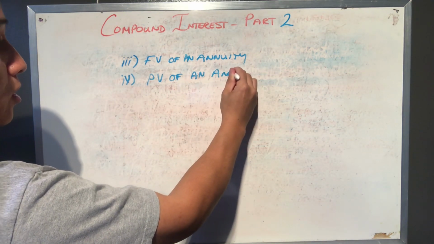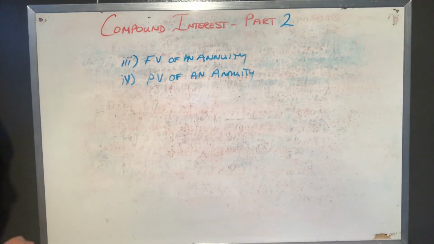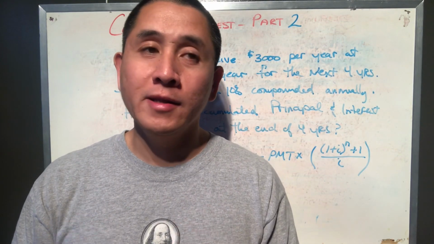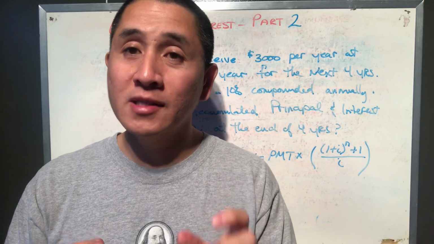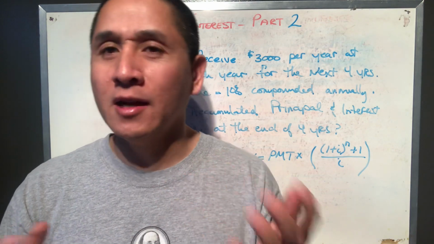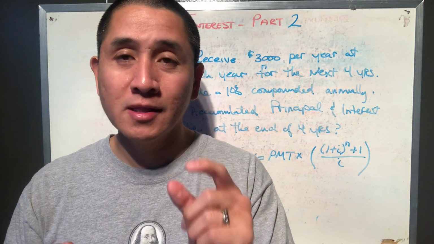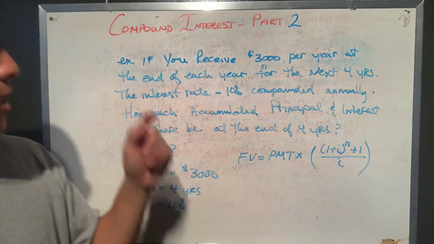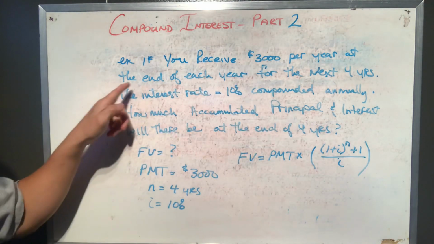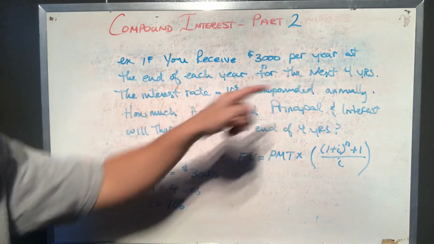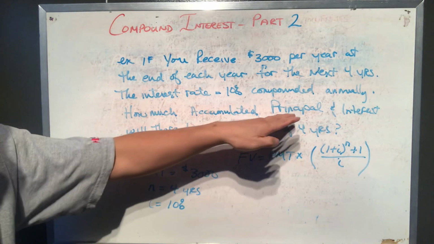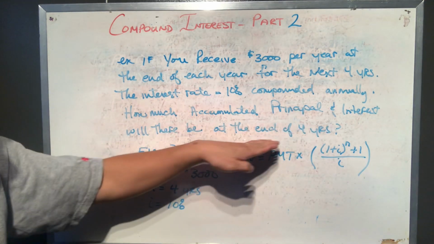So for those who have never dealt with annuities, an annuity is basically a series of consistent payments that are made or received, sometimes at the end of the year, sometimes at the beginning of the year, but the key is that it's consistent amounts. So in this case, let's say for example, you receive $3,000 per year at the end of each year for the next 4 years, the interest rate is 10%, compounded annually. How much accumulated principal and interest will there be at the end of the 4 years?